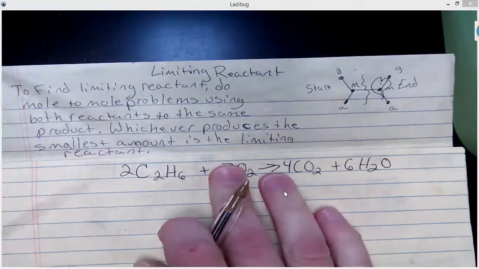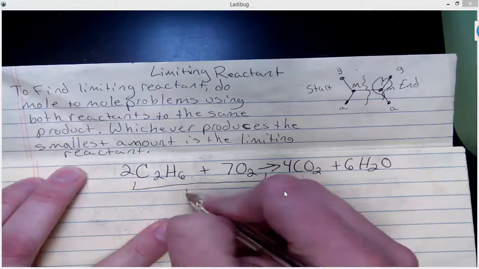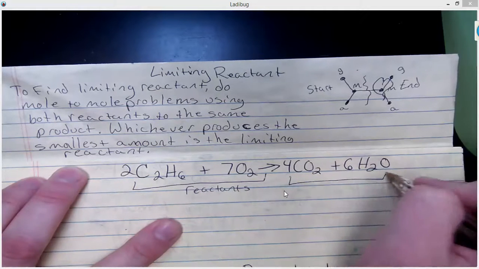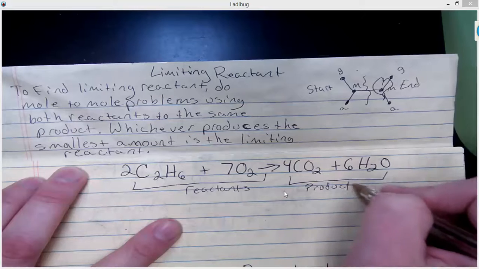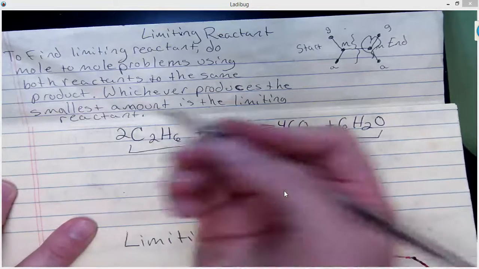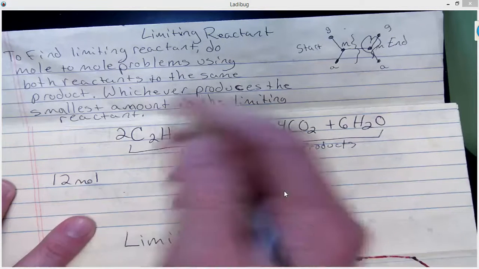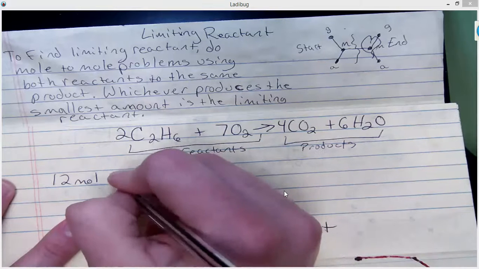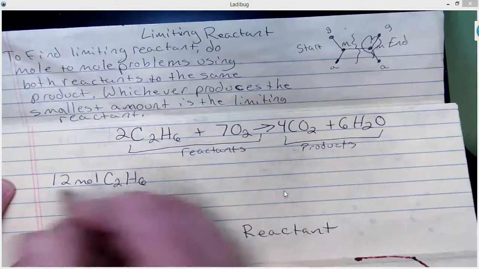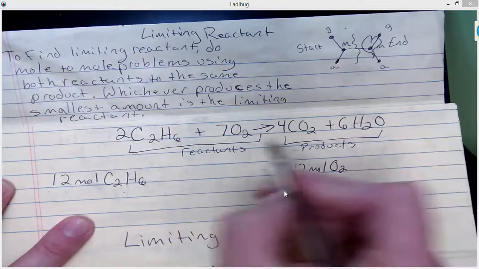Okay. So here are our reactants. And of course, these are our products. So we're going to take these reactants and we're just going to say, for example, let's do 12 moles. I just pulled that number out of thin air, it doesn't matter. 12 moles of C2H6, and 12 moles of O2.